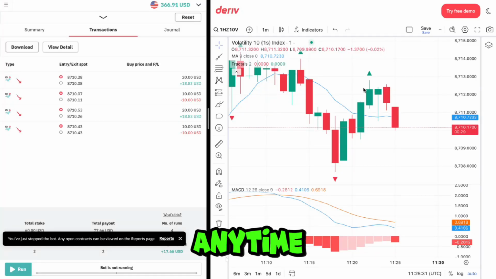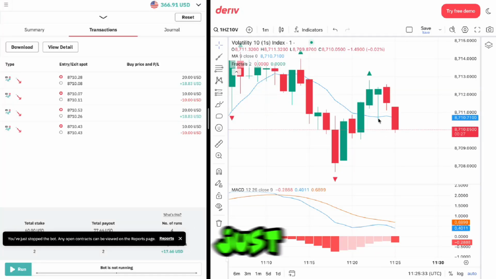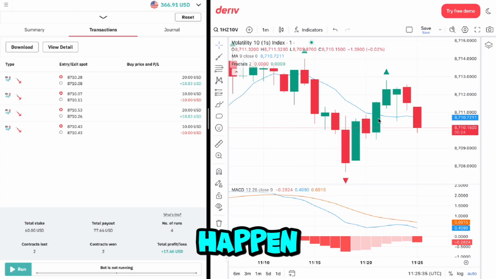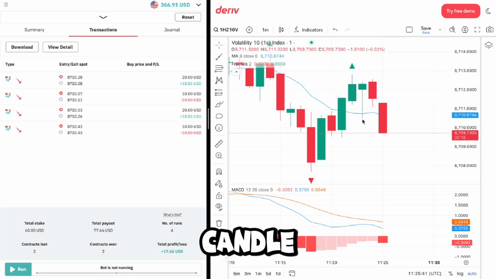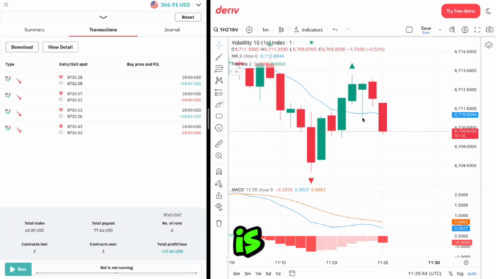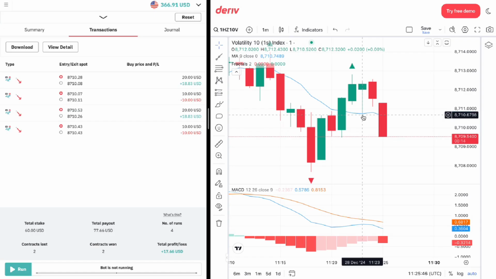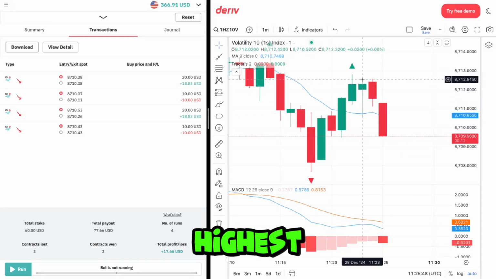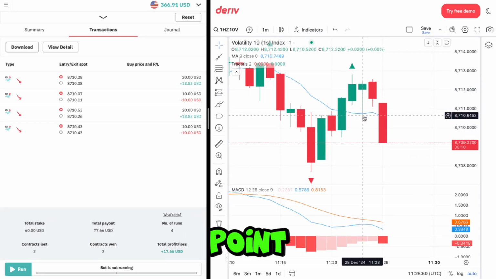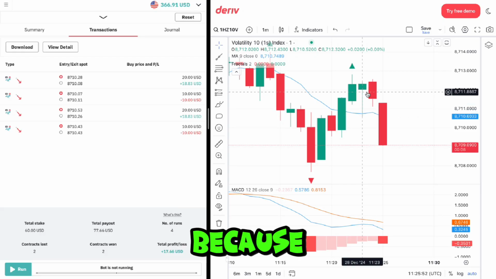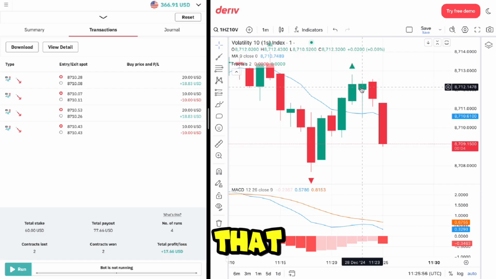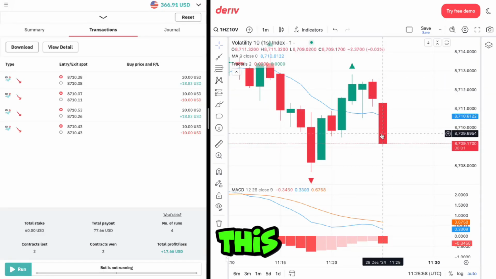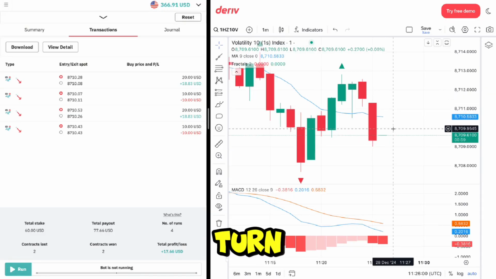Look at that. Anytime you see a long wick, just know shit is about to happen. Because what a long wick means is, for example, for a rise candle or a green candle or a white candle, it opens here. It comes all the way. This is the highest point. This is the lowest point. But because there are sellers in the market, that's why this candle is not that strong. I could have kept going on this, but I know it's gonna turn in the next one.